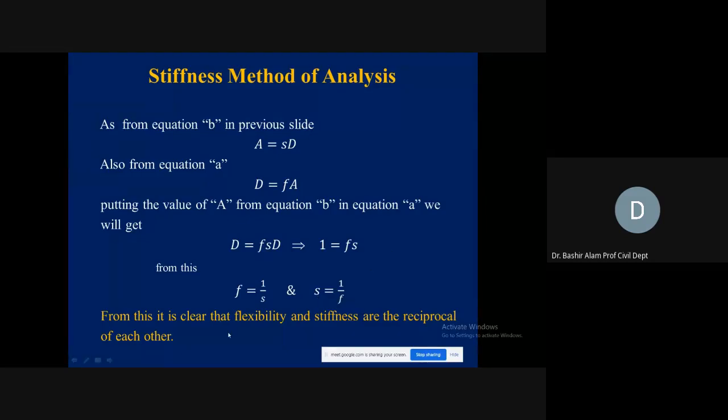So what is the conclusion from here? From here, it is clear that flexibility and stiffness are the reciprocal of each other. Now, with this much discussion, you should be able to produce this relation that flexibility and stiffness are reciprocal of each other. So you should be able to derive this relation.